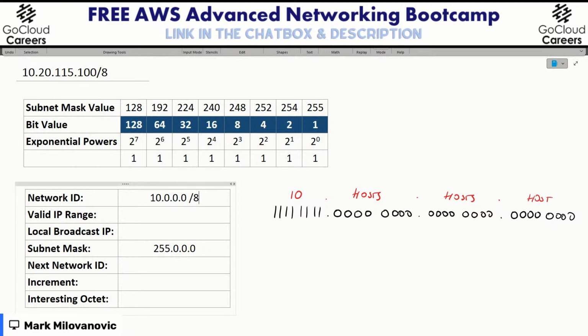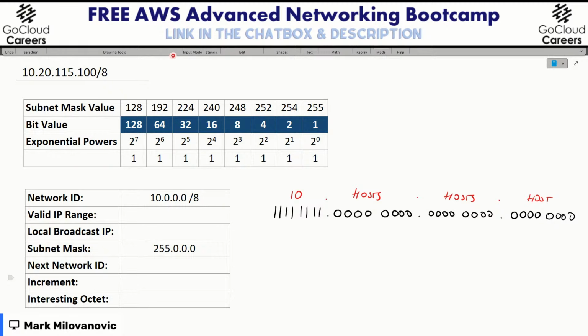And that's simply because of this. We only care about the network portion this way. So that means this is the beginning of our network, 10.0.0.0/8, meaning how many ones are present. Now the question comes, how do I figure out where I need to actually do the math to figure out what is my valid IP range? What is my local broadcast? How do I know where the next network begins? And then as well, what is this increment and why do I care about it?